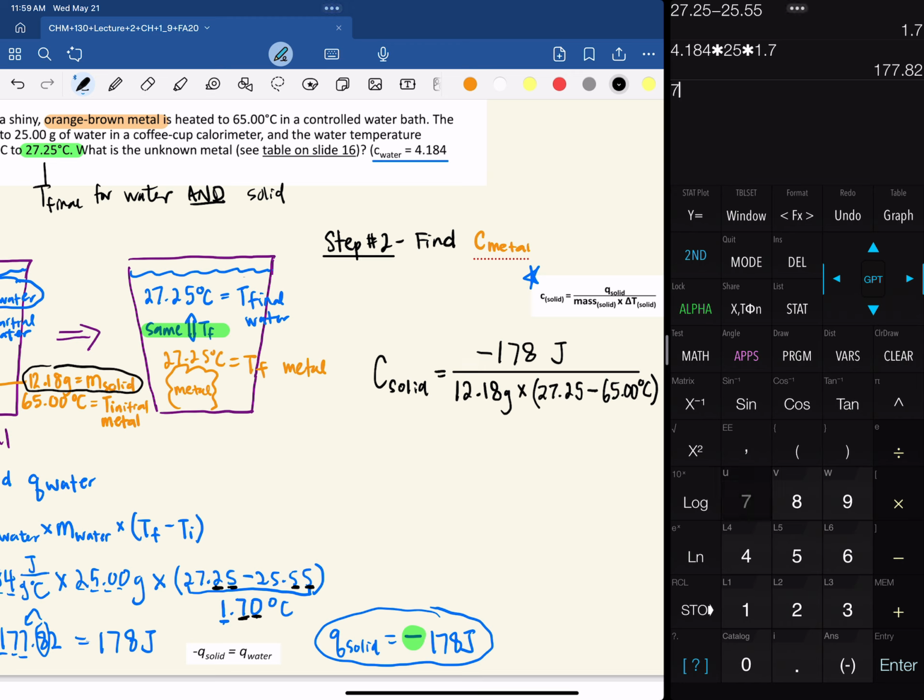So 27.25 minus 65 is, I retype that again. Okay. And I'm going to get minus 37.75 degrees Celsius. Again, I would like to keep my numbers, 2 numbers after the decimal, because that's what we do in terms of subtraction when it comes to sig figs.